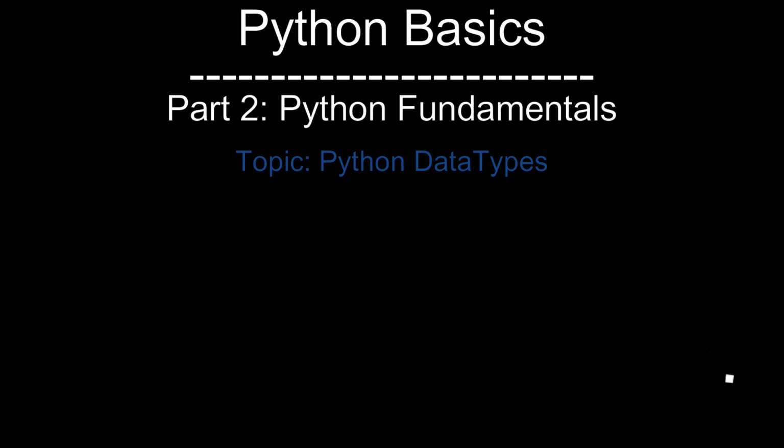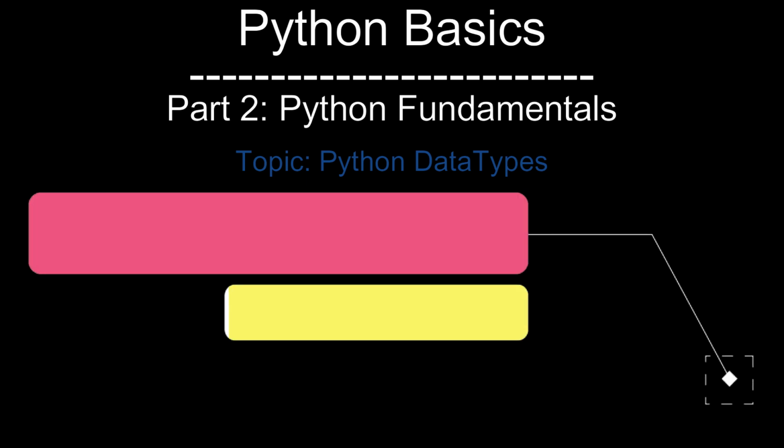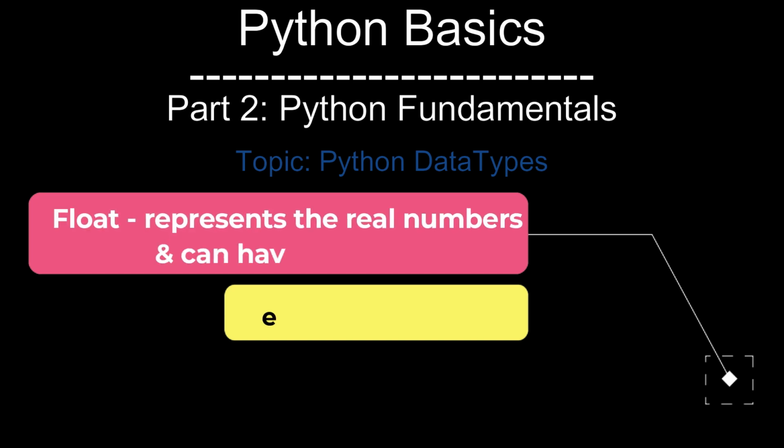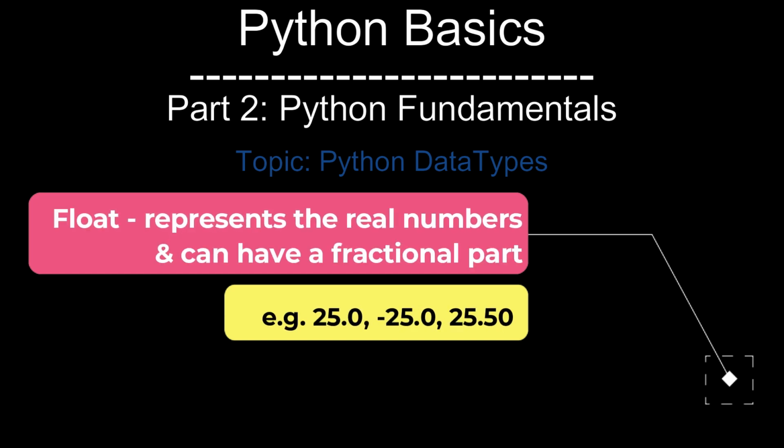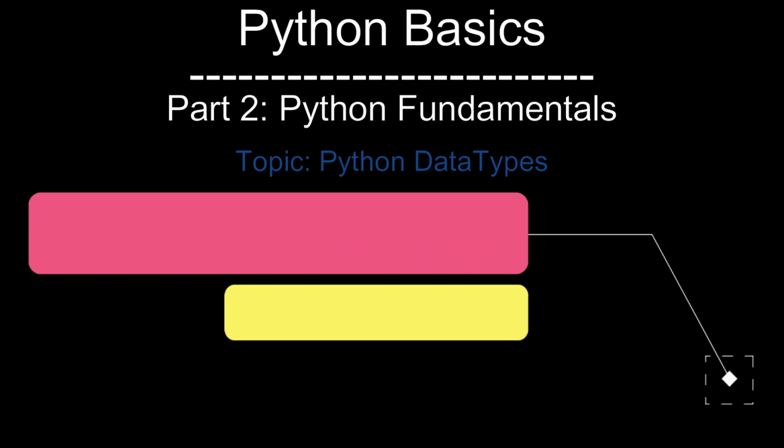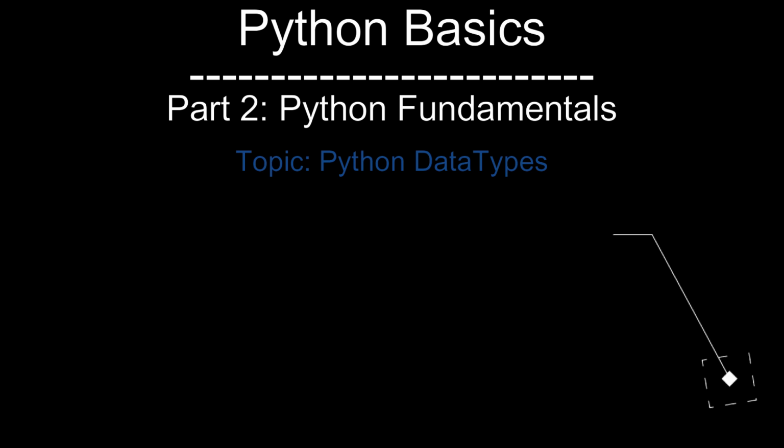Then the other data type is floating point numbers. Floating point numbers represent real numbers and can have a fractional part. For example, 25.0, negative 25.0, like that. They are decimal place numbers, float in short form.